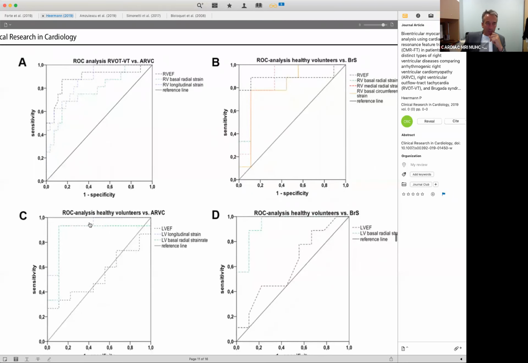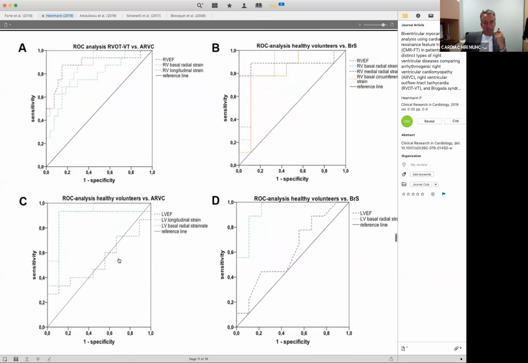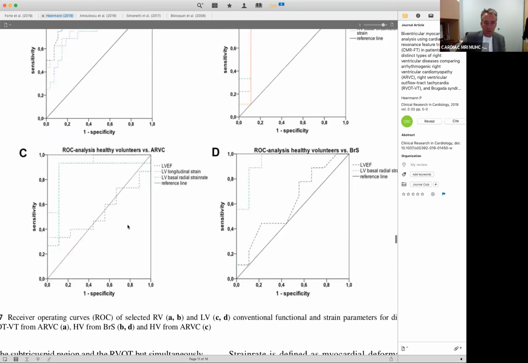Here, versus healthy volunteers versus ARVC, you see that the radial strain in this example, and the longitudinal strain, outperform the ejection fraction big time. So that's somewhat surprising. It may be that if you go against healthy volunteers, ARVC maybe can, but in that case, the strain values have a certain role.